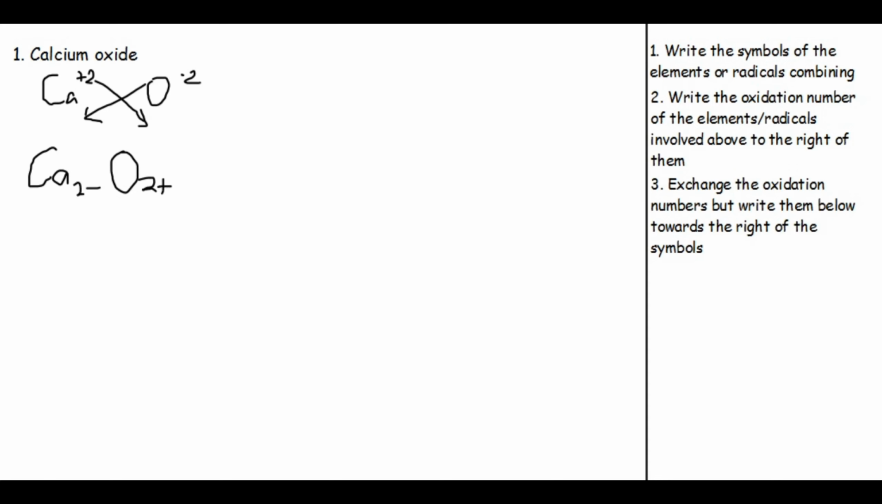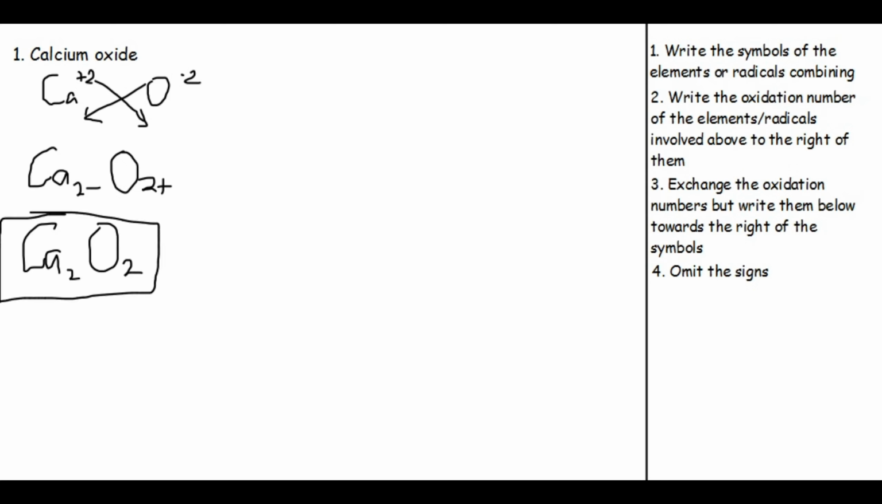Now for the fourth step, omit the signs, meaning that we are going to remove the positive and negative signs from the number. So we'll have Ca2O2, and this is the formula for the chemical compound. But this is not the proper way of writing it, which leads us to the fifth step.